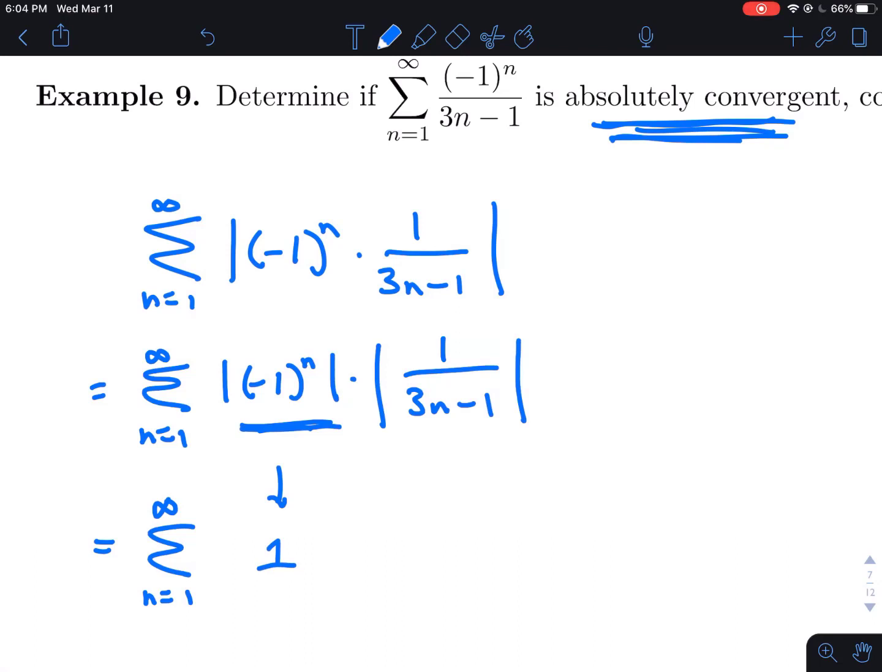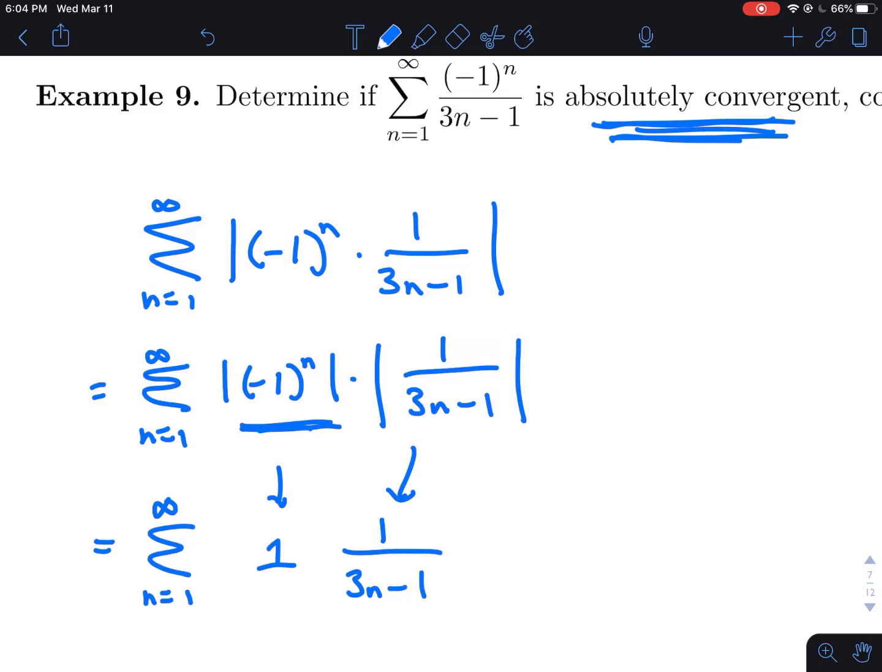If I plug in n equals 3, that's going to be an eighth, right? It's always positive. So what are those absolute values doing? Well, nothing, right? Absolute values don't really influence positive numbers. They only influence the negative numbers. And so this right here, you can just get rid of those absolute values.